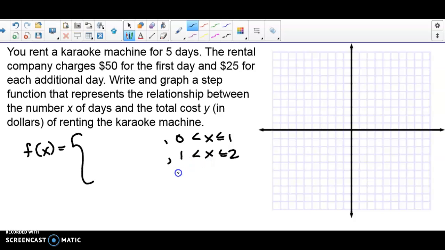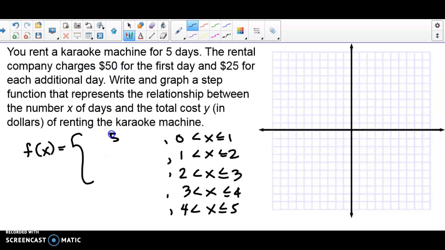So for the third domain, we have 2 to 3. We're going to continue the pattern until day 5. So the rental company charges 50 for the first day.